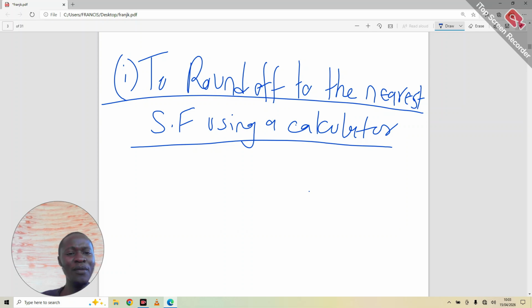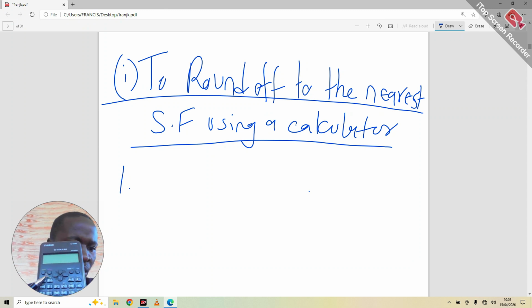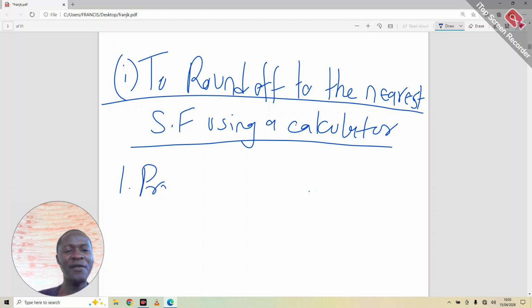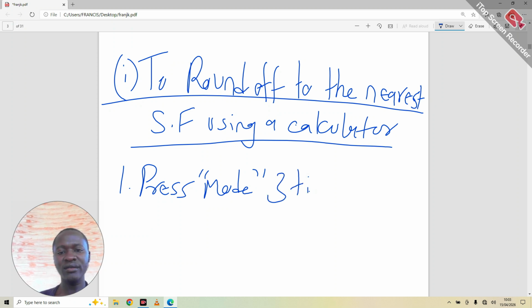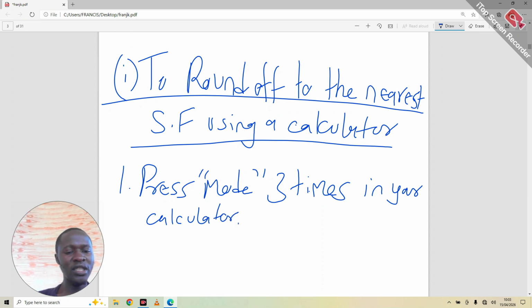So number one procedure: press mode 3 times in your calculator. Now, having this in my calculator, we have the mode part here. This is our mode. So press that mode 3 times. That is number one procedure.